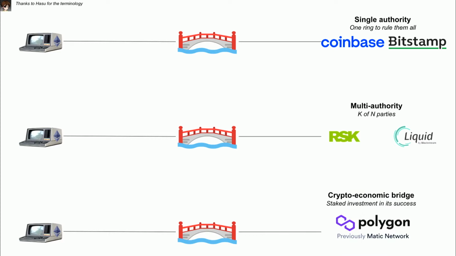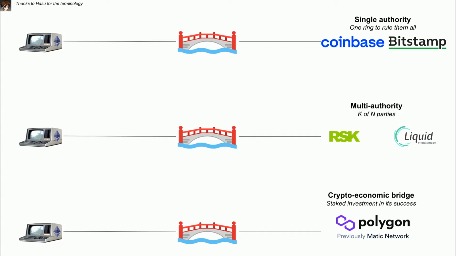Polygon's a great example of this with their proof of stake bridge. The real difference between these crypto-economic bridges and the multi-authority bridge is skin in the game. In the multi-authority bridge, the validators are all pre-installed, appointed in advance. For a crypto-economic bridge, I have to put my skin in the game. I put down my funds and I declare I'm going to protect the system, because if I don't, I'll lose my stake.